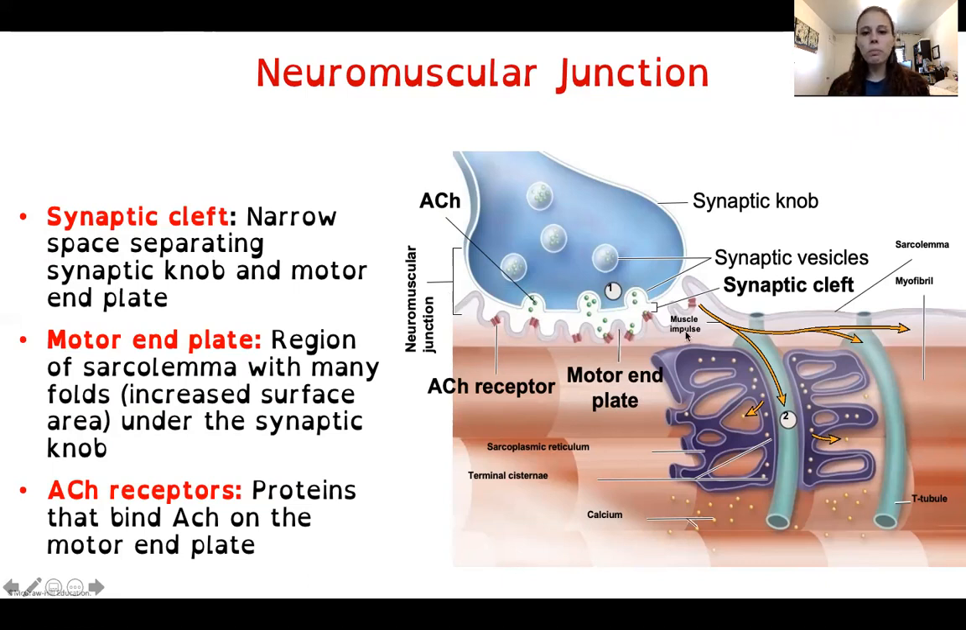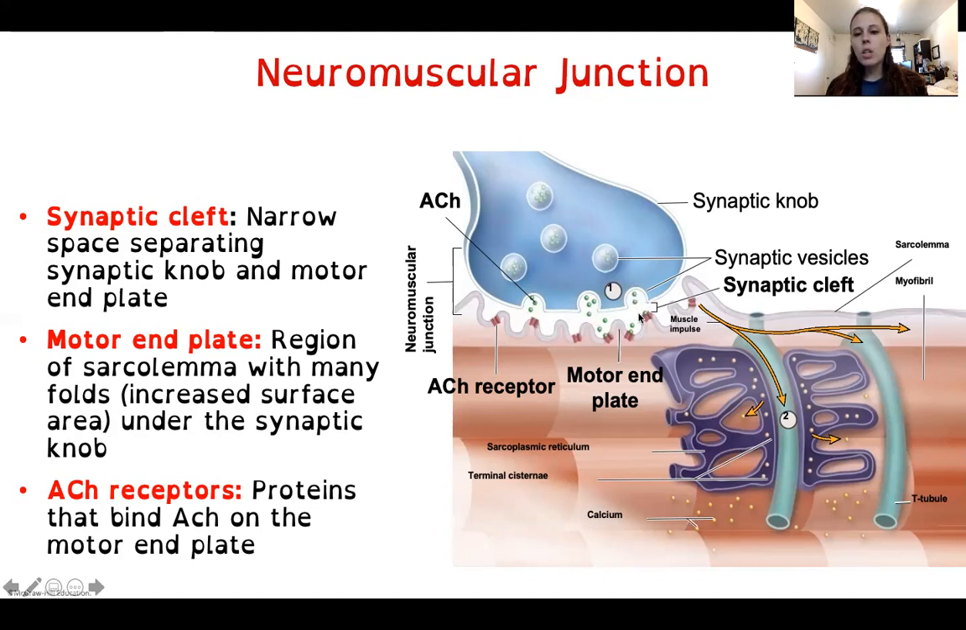There is a space between the motor end plate and the axon terminal called the synaptic cleft. The synaptic cleft is where the acetylcholine is released through vesicles, and it's where it binds to the acetylcholine receptor on the skeletal muscle. And then you see here briefly what it does.